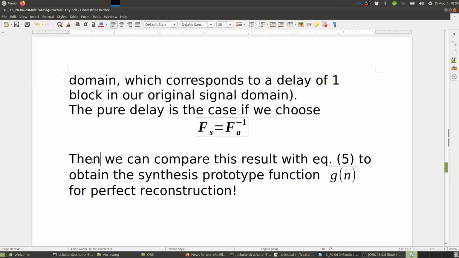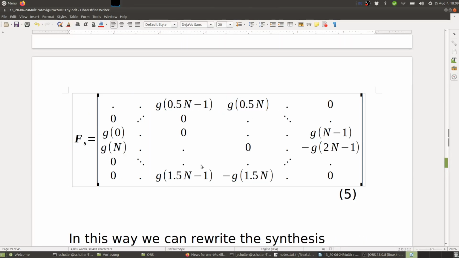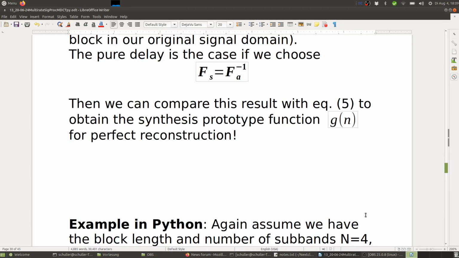Then we can compare this result with equation 5 to obtain the synthesis prototype function g of n for perfect reconstruction. Right? Let's see equation. So here's equation 5. You can see this is a general formulation, and if you compare this with the inverse of the Fa, then basically we know the g's. Basically, g is given if we invert Fa.